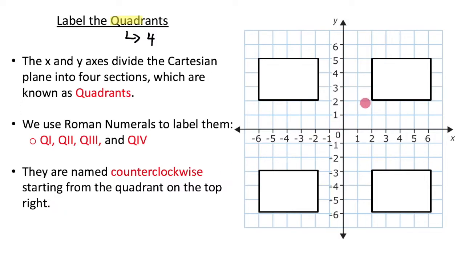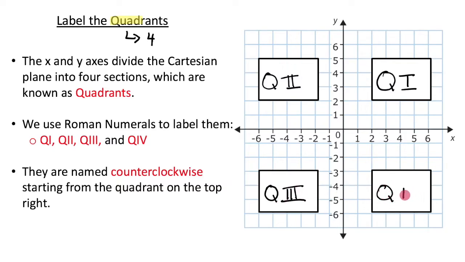So again, you should be following along with me. I want you to put a Q1 right here. So this is our first quadrant. Then we have to move counterclockwise. So this will be Q2. This one will be Q3. And finally, this will be Q4. And these are our 4 quadrants of the Cartesian plane.